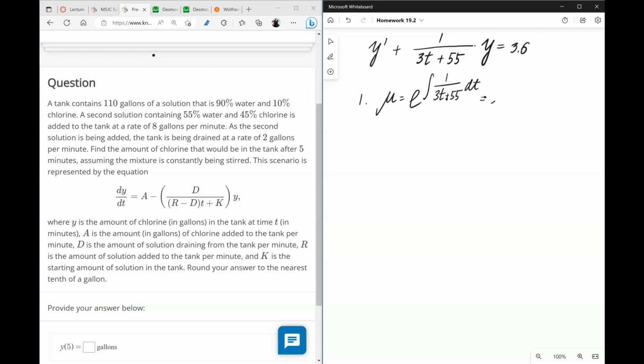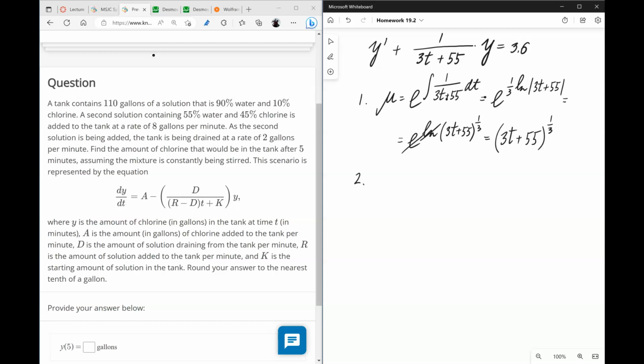It's going to be e to the power 1/3 ln of absolute value 3t plus 55, which, if we assume that t is positive, which is pretty reasonable, we can bring 1/3 inside of ln and get rid of the absolute value, and then e and ln cancel one another. So the integrating factor is just this.